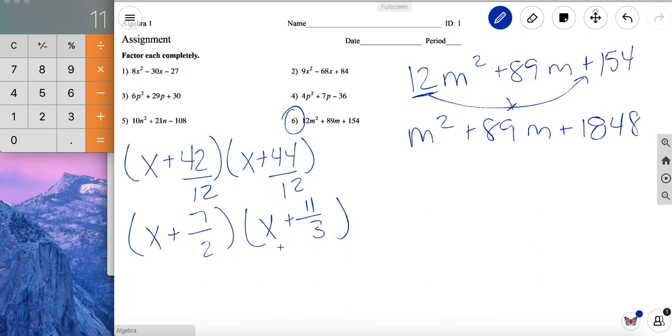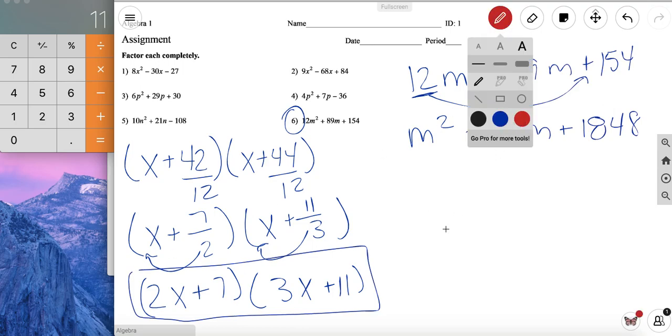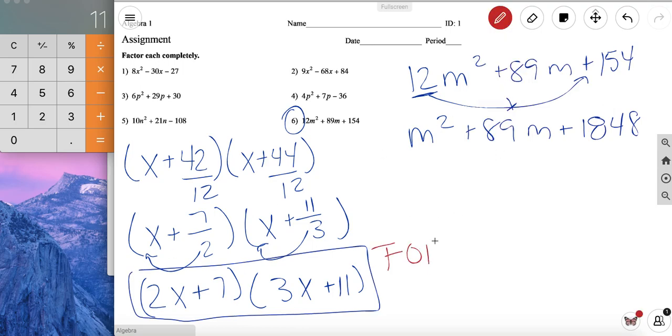Remember, if we cannot reduce our fractions anymore, we need to swing the denominators out in front. So we do this. We get 2x plus 7 and we get 3x plus 11. And we know that this has to be an answer because if we FOIL, we should get back to our original problem. So we get 6x squared plus 22x plus 21x plus 77.